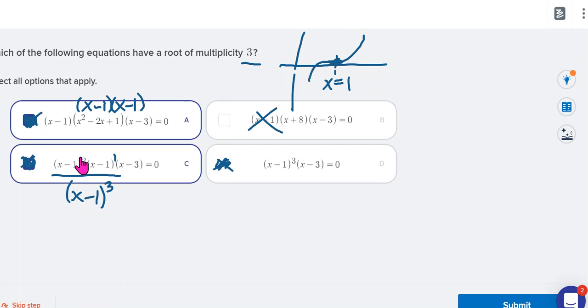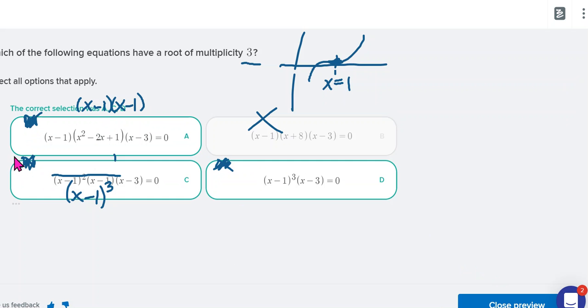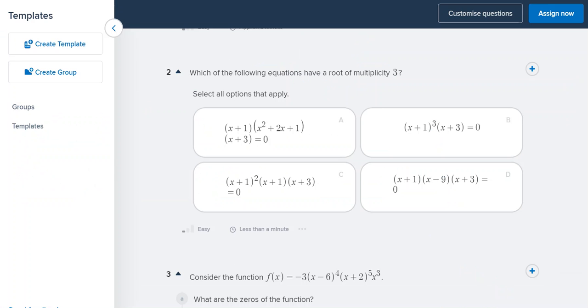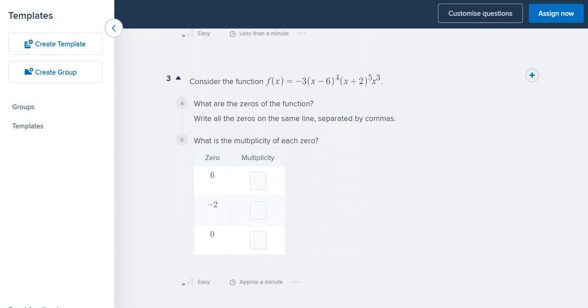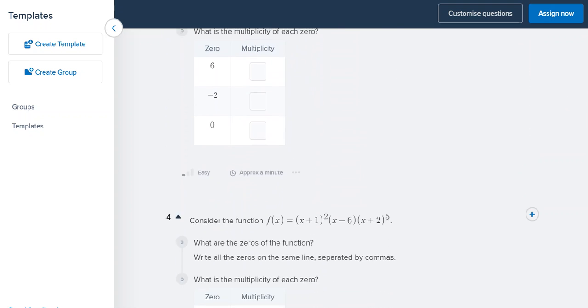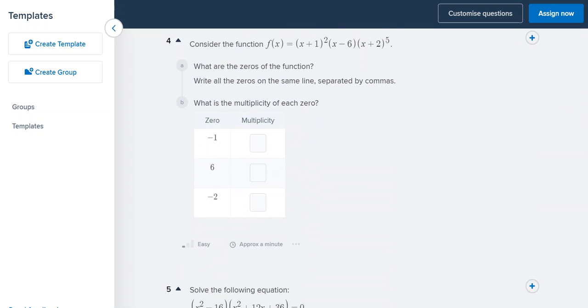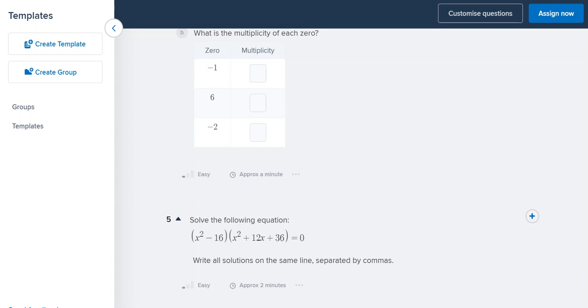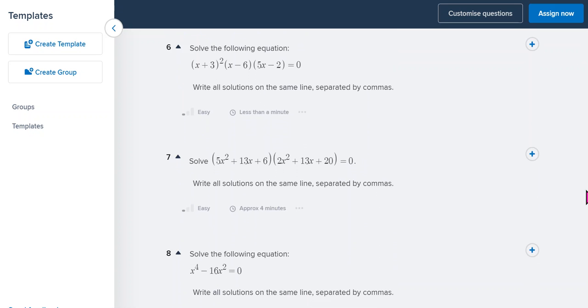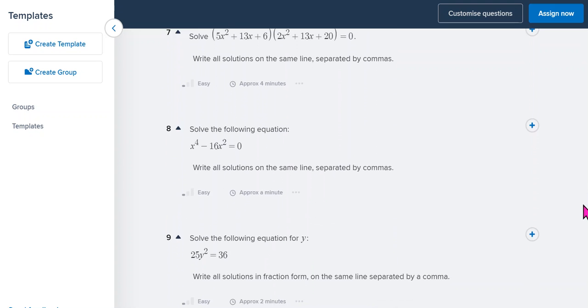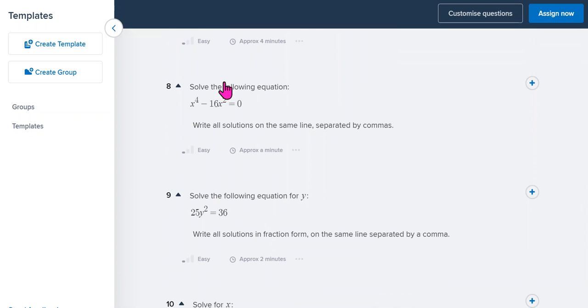All right, so let's go ahead and check. Yay! Okay, so let's go back and let's scroll down and see what other questions we have. Notice here we're just picking out our multiplicities, and then we're solving, solving, solving. Notice that's a 4th degree. I'm going to go ahead and try this one.